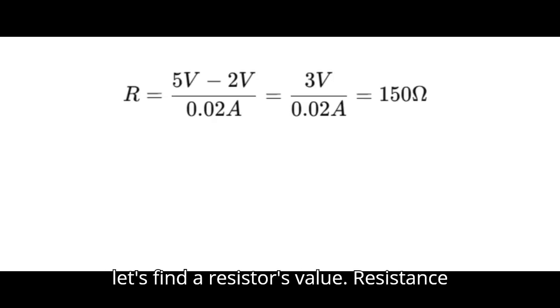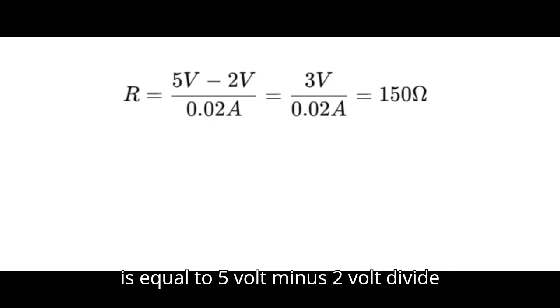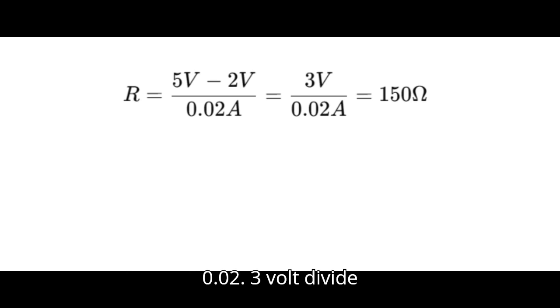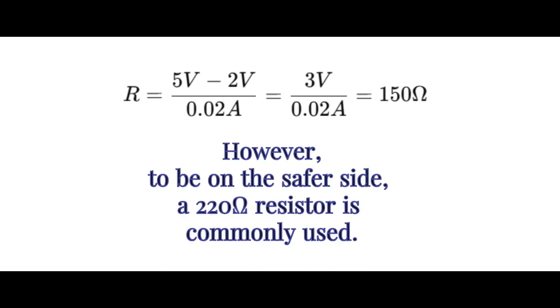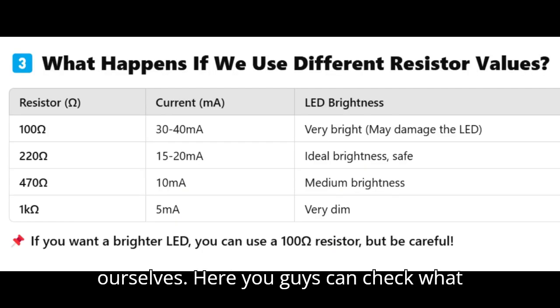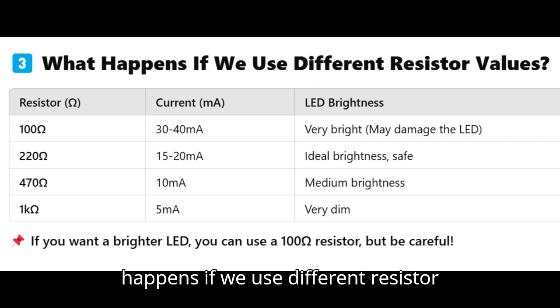So let's find the resistor's value. Resistance is equal to 5 volt minus 2 volt, divided by 0.02. 3 volt divided by 0.02, and the answer is 150 ohm. But we use a higher value than that, 220 ohm, to guarantee safety. Here you can check what happens if we use different resistor values.